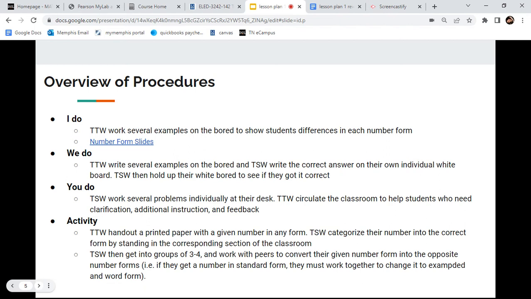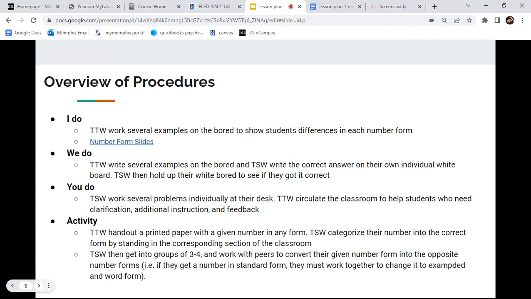Then we would go into the procedures, and we first start with I do, where the teacher will work several examples on the board to show students differences in each number form, and while I'm going through all the procedures, I'll have my number form slide that I created. Then we have the we do, where the teacher will write several examples on the board, and the students will write their correct answer on their own individual whiteboard and hold it up to see if they got it correct. Students that didn't get it correct will go through and try to understand why they didn't get it right or where they're messing up, or try and correct what they're doing.